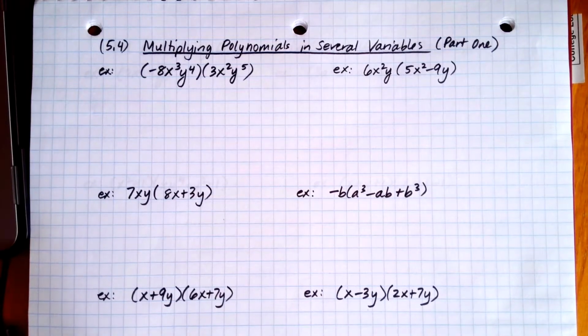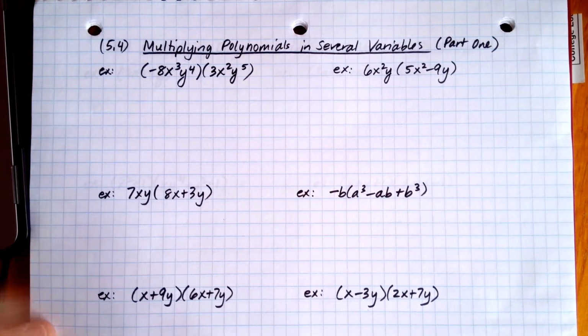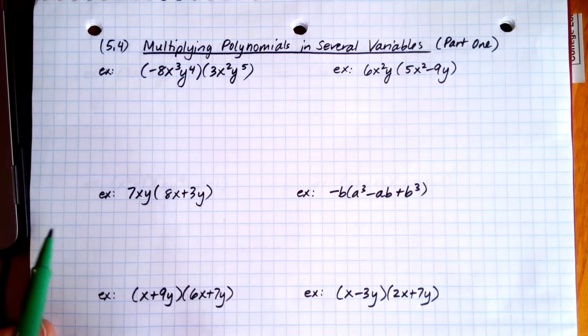Hello folks, this video is on multiplying polynomials in several variables, part 1. This is section 5.4, and we already talked about multiplying polynomials in the class last week. It's just that we only had single variables, just x's or just y's. Now we have x's and y's.